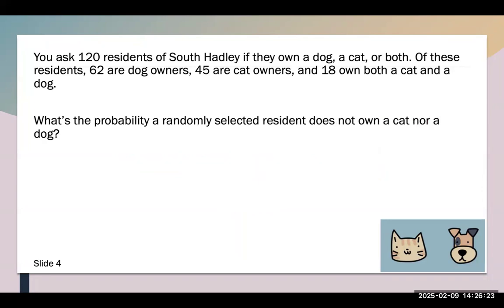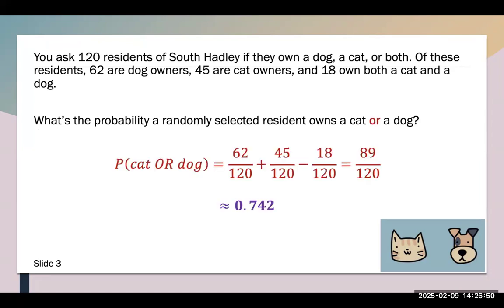Okay, what's the probability a randomly selected resident does not own a cat nor a dog? Now notice that this is the opposite of a randomly selected resident having a cat or a dog. Remember, not having a cat nor a dog means they don't have any animals whatsoever, cats or dogs. And so what we're going to do is find the opposite of this event, which we've already found. The opposite is this 89 over 120, or about 0.742.